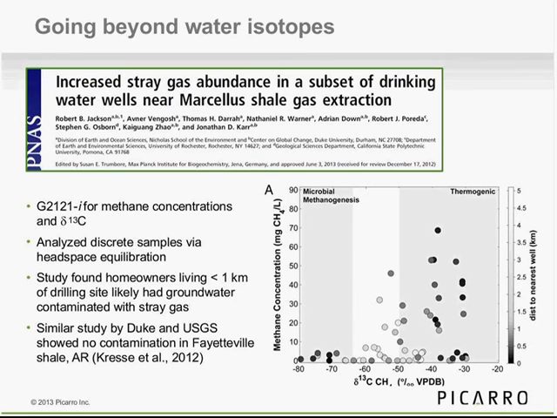Interestingly, they actually concluded from this study that they did think that the groundwater was contaminated by stray gas close to drilling rigs. There was another study that found the opposite. They didn't see any evidence for contamination. But these types of isotope tools are really useful for understanding groundwater contamination issues due to oil and gas activities.